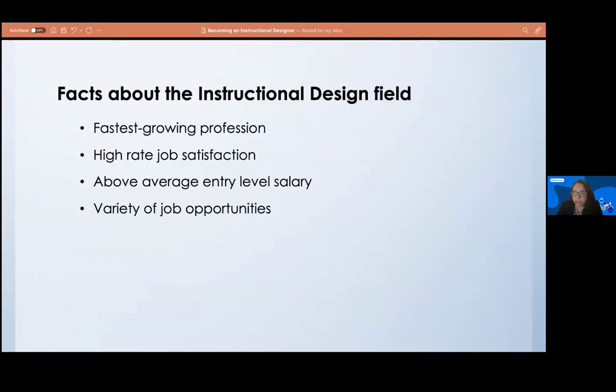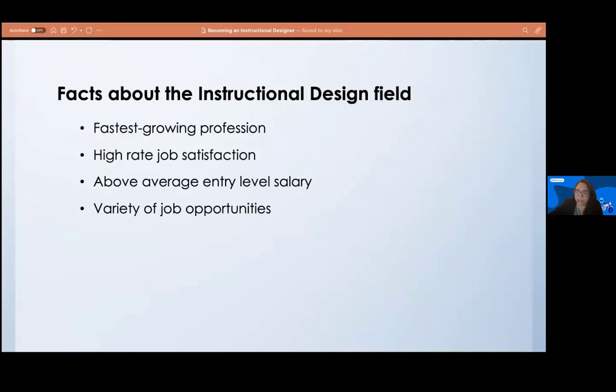According to the Bureau of Labor Statistics, instructional design is one of the fastest growing professions, with a projected 10% growth between 2020 and 2030, where the average is only 8%. Then we have that instructional designers rate high job satisfaction with their work-life balance. According to the 2021 Instructional Design survey by Edel Pace, 61% responded that they are very satisfied with their work-life balance, and only 6% were not.